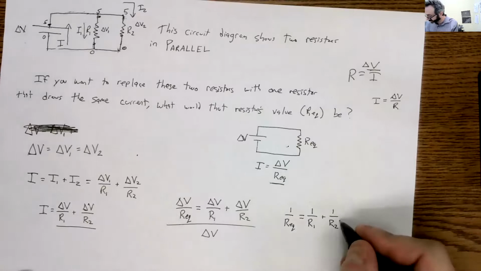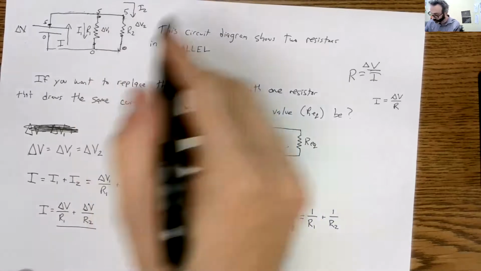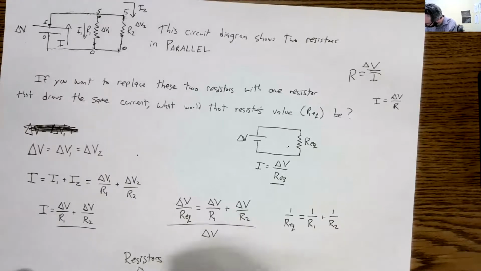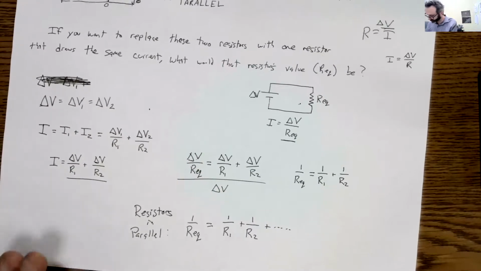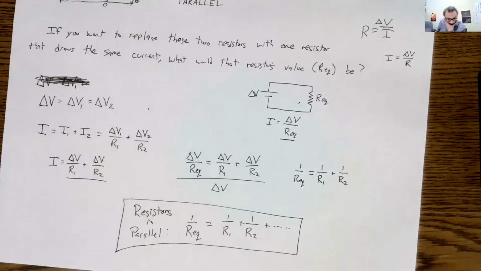And it actually is the same if we have more than 2 resistors in parallel. We could keep adding branches to this circuit and have more resistors in parallel. What we get for resistors in parallel is 1 over the equivalent resistance equals 1 over R1, plus 1 over R2, plus and so on, if there's a bunch more resistors.